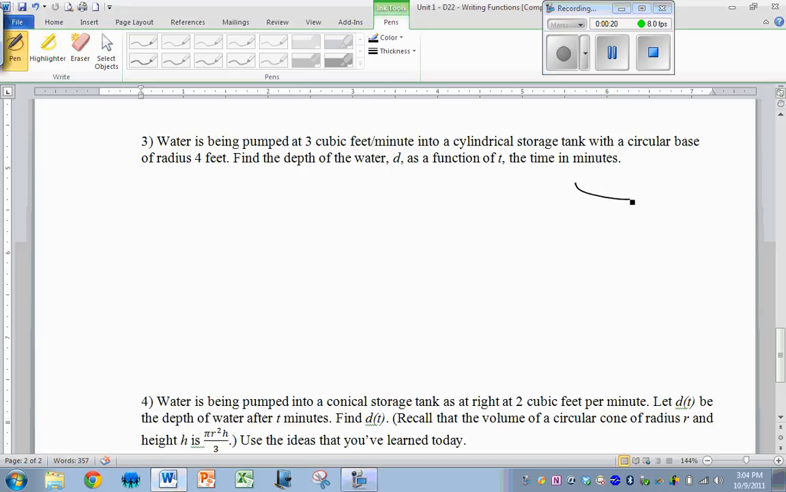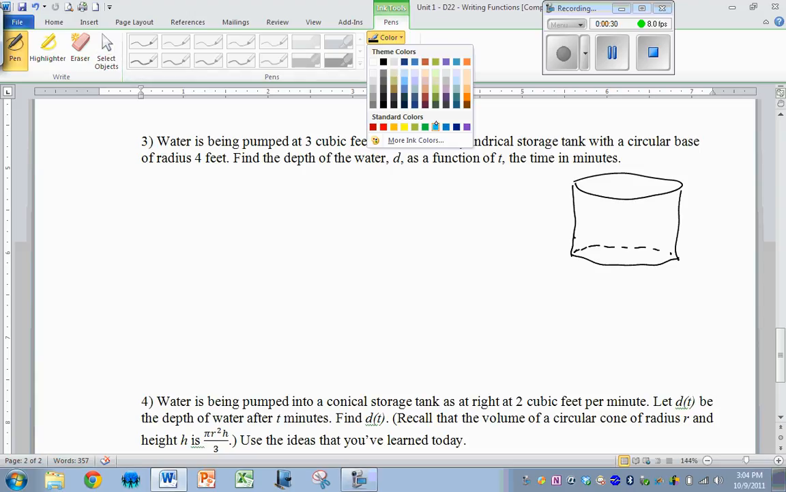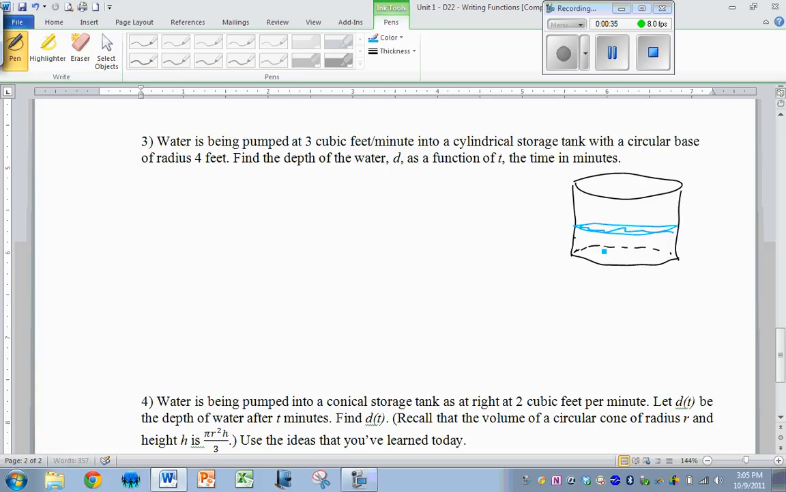So we got this cylindrical tank of sorts. It's pretty. And we have some water in it. Of course, we have to make the water blue. Blue water. So the radius of this is 4. The height of this we don't know, so we're going to call it D. It's being pumped in at 3 cubic feet per minute.